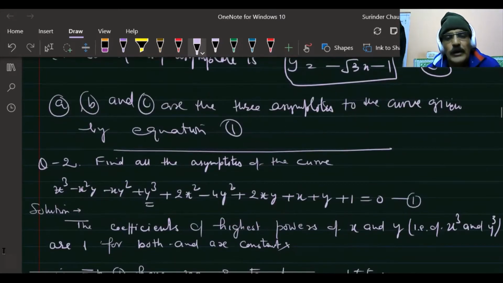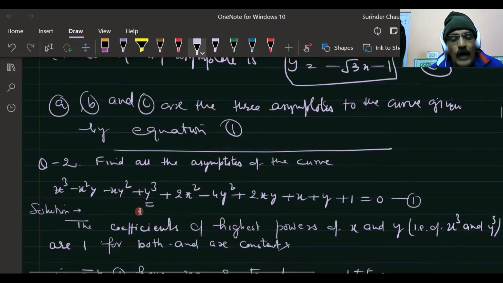Now let's solve another problem. Find all the asymptotes of the curve x cube minus x square y minus x y square plus y cube plus 2x square minus 4y square plus 2xy plus x plus y minus 1. Now this rational algebraic curve is of third degree, so we can guess that this equation will have at most three asymptotes.